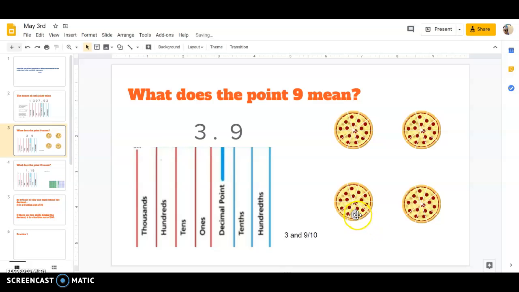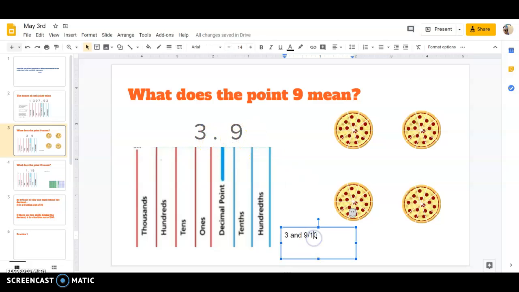Why does it have a smiley face? Because I already ate that piece of pizza. So I'm really happy that I was able to eat that piece of pizza because it was delicious. Now, the problem is I don't have 4 complete pizzas anymore. I only have 3 complete pizzas, and I have the fraction 9 pieces out of what used to be 10. So this represents 3 and 9/10. How do you say this number? 3 and 9/10. So this decimal is just another way to write a fraction, a mixed number, with a fraction that has a denominator of 10.